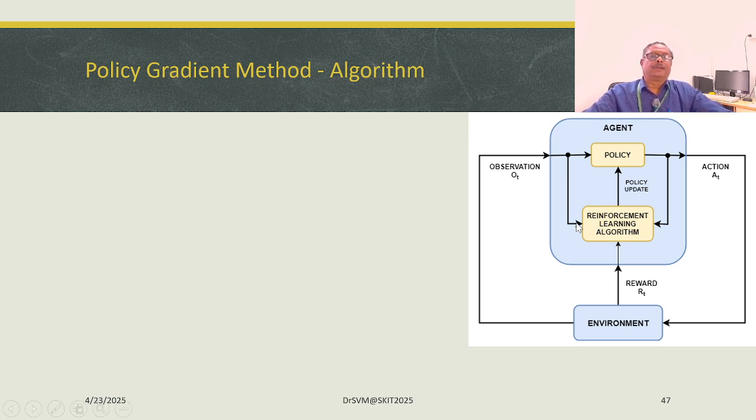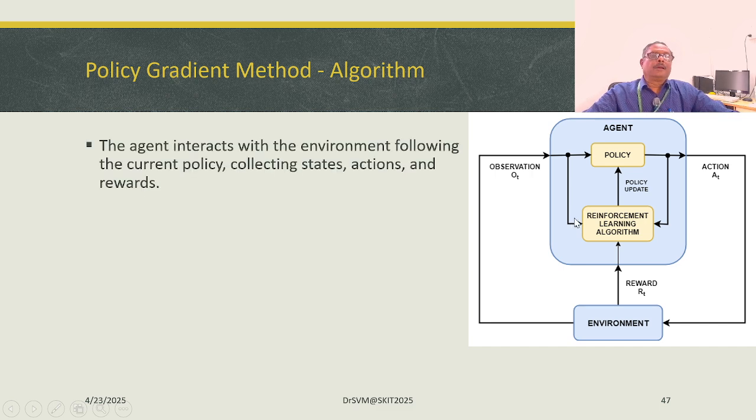So let's look at the algorithm. Here, the first thing that happens is the agent interacts with the environment following the current policy. So there is some policy, and using that policy, the agent interacts with the environment. It collects the states, the actions and the rewards.